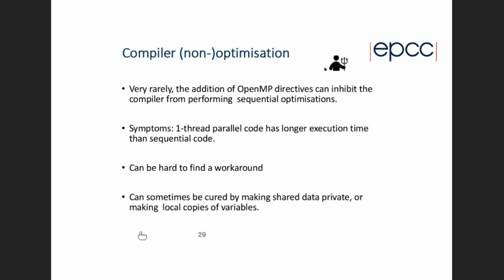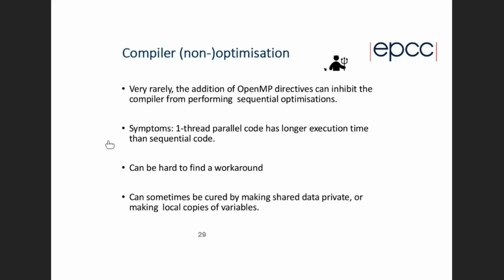Okay, so that's my 6. The 6.5 is this compiler non-optimization thing. It happens very rarely, but it just might happen to you, and you wonder what on earth's going on. Sometimes adding OpenMP directives can inhibit the compiler from performing some of its sequential optimizations. So if you execute the parallel code on one thread, it may have a longer execution time than the sequential code without OpenMP.